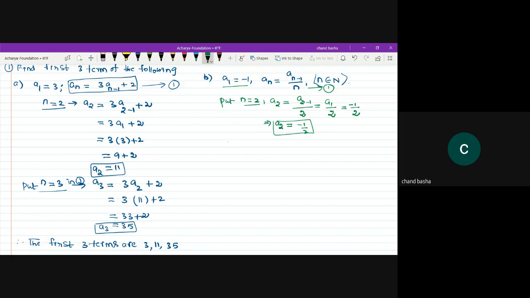Next, put n equal to 3 in equation number 1. So when we put it in equation number 1, A3 is equal to A(3 minus 1) divided by 3. This is equal to A2 divided by 3. What is the A2 value? -1 divided by 2, divided by 3, is equal to -1 divided by 6. This is A3. And if you want, you can find A4 also. -1 by 24 you will get.